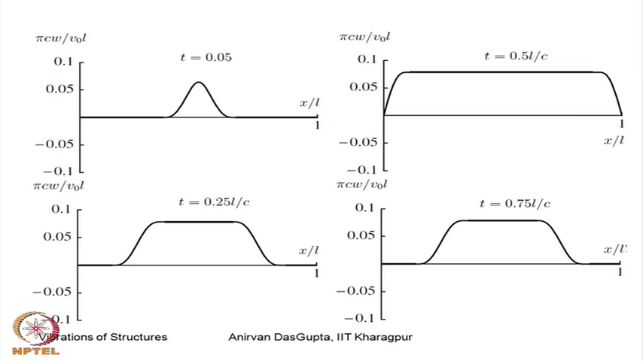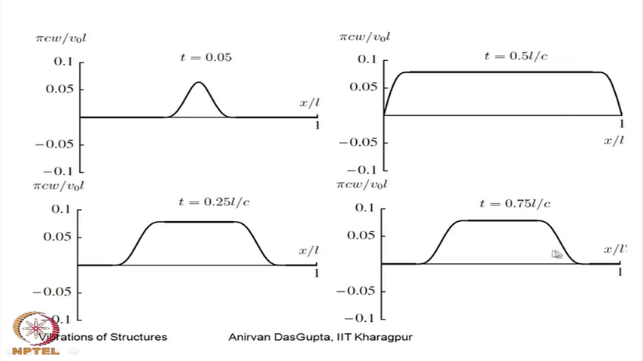So, at time t equal to 0, as you can realize, the string is in equilibrium position. I have not shown that at t equal to 0.05 there is a hump that is developed in the string, and as time progresses to 0.25 L over C, this hump spreads in the string, but this portion of the string yet does not know that a disturbance has been created. At this time instant you see the full string is displaced.